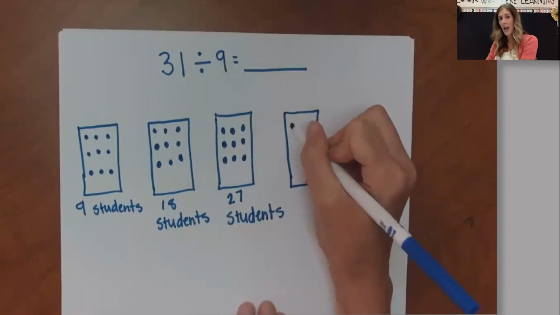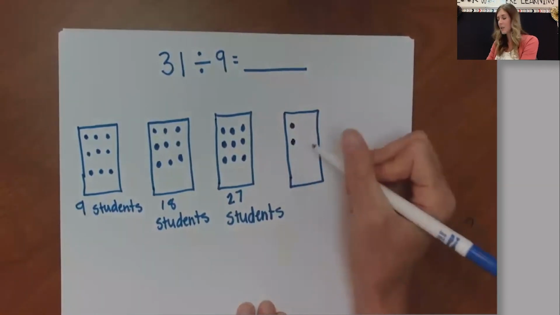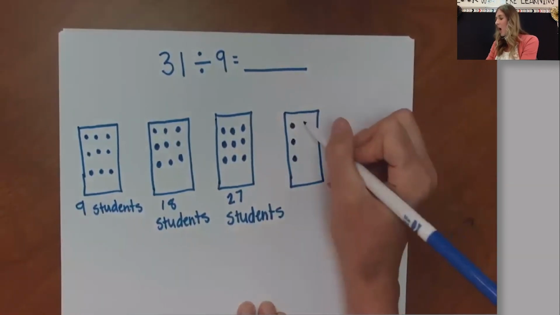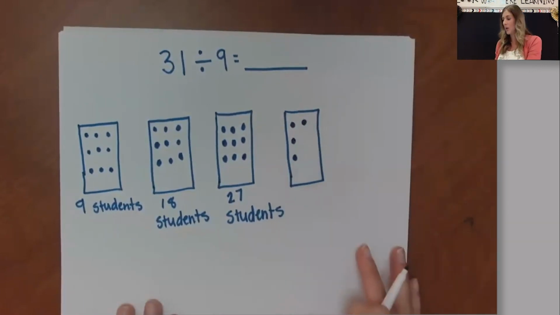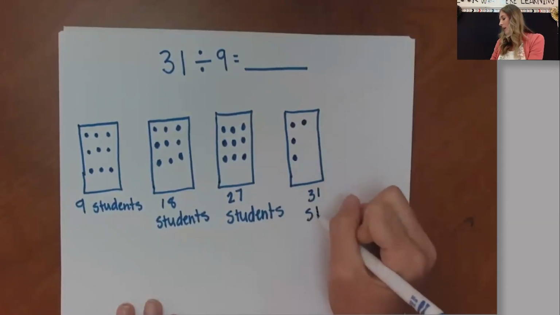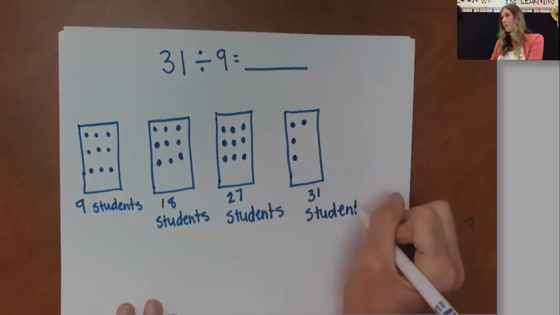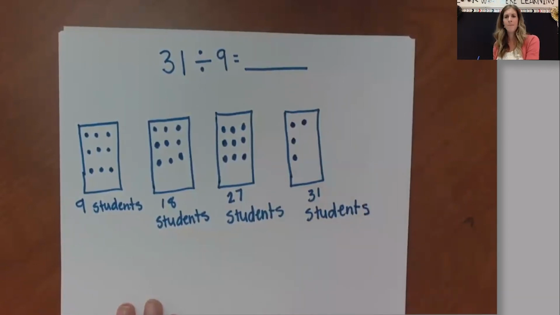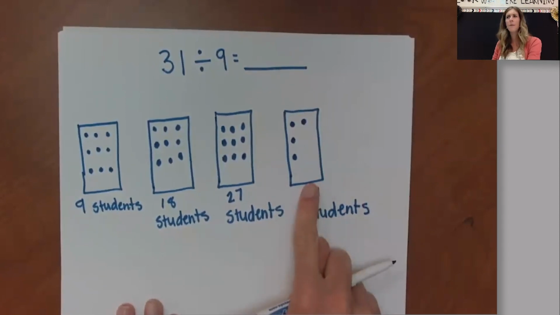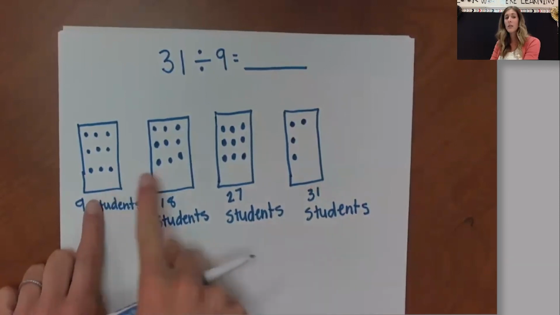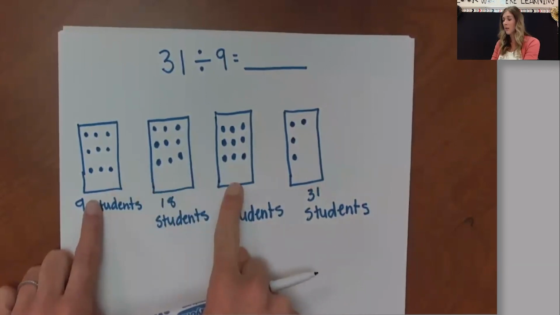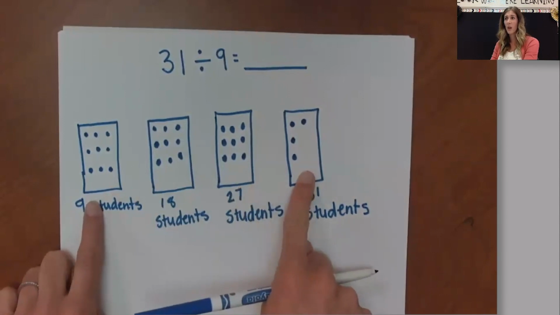27 students, 28 students, 29 students, 30 students, 31 students have been put into vans. We drew 31 students, but the last van isn't full. That means we have a remainder. 31 students split equally into vans of 9 students fills up 3 vans with 4 students left over.